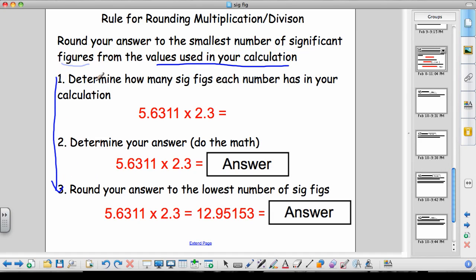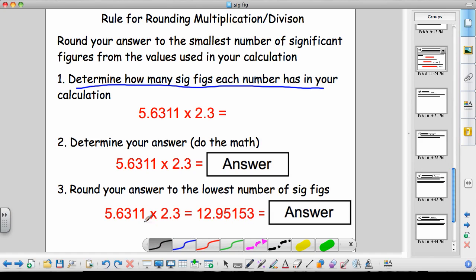The very first step says determine how many sig figs each number in your calculation has. So let's take a look. All you're really doing with this step, guys, is counting how many sig figs this has and how many sig figs I have here. That's all. There's no math involved. We're just going to use those rules of the Atlantic and the Pacific to figure out how many sig figs each number in our calculation has.